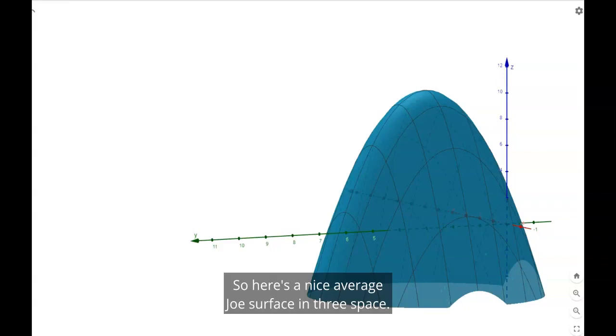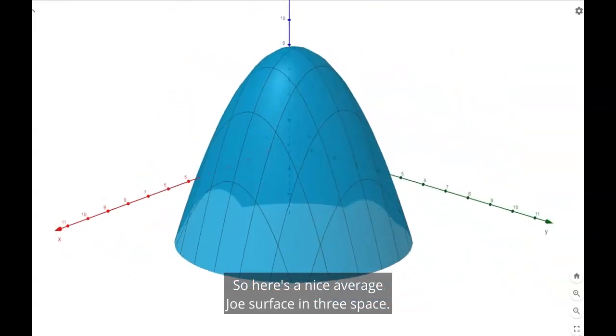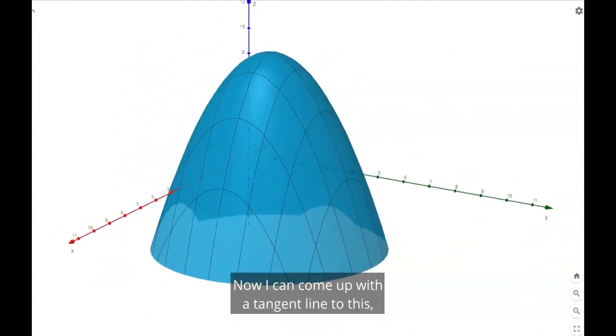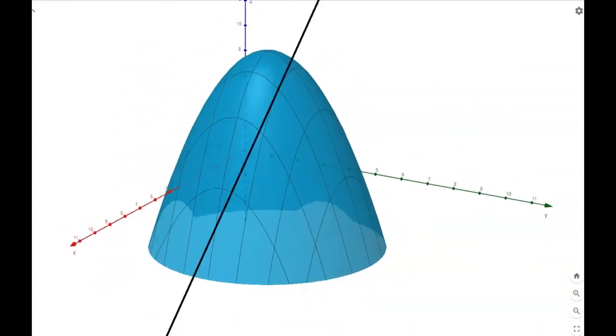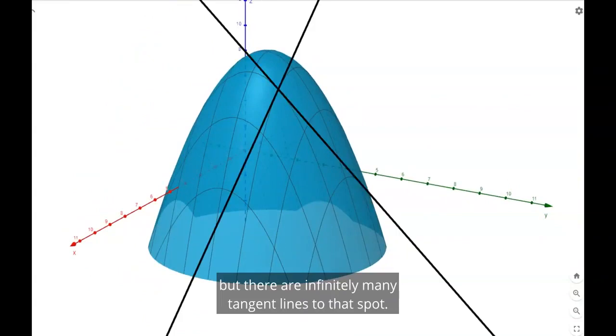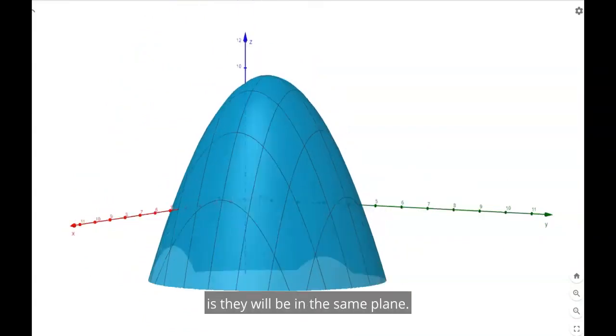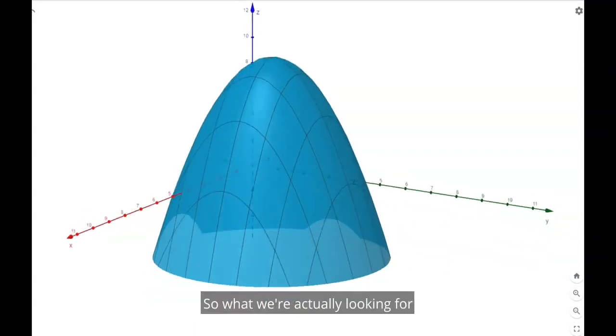So here's a nice average Joe surface in 3 space. Now, I can come up with a tangent line to this, but there are infinitely many tangent lines to that spot. The one thing all these lines will have in common is they will be in the same plane. So what we're actually looking for is the plane tangent at that point. So how do we do this?